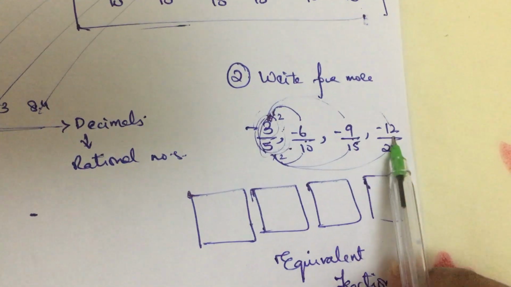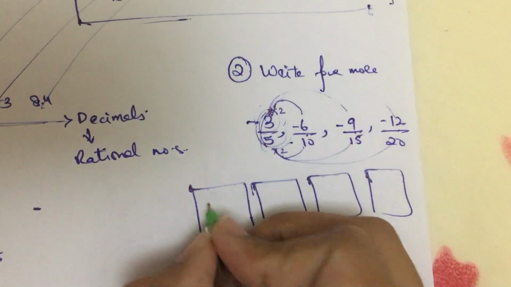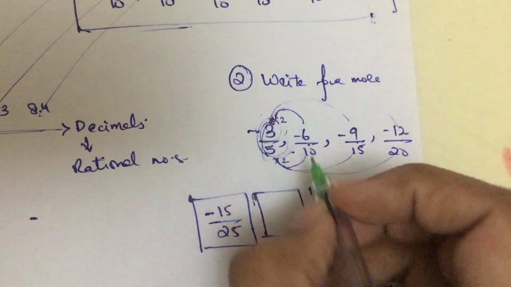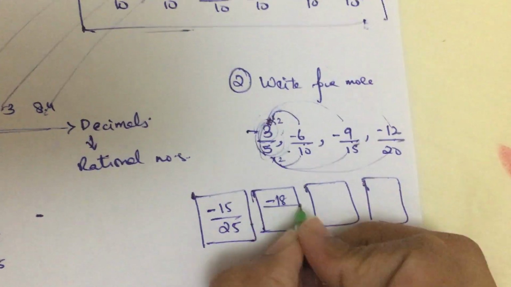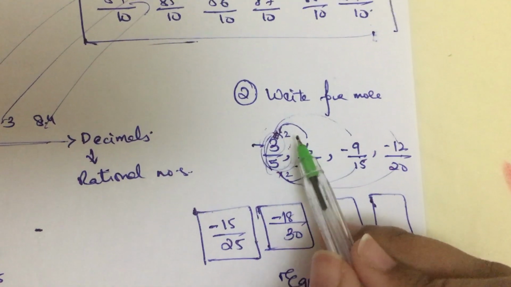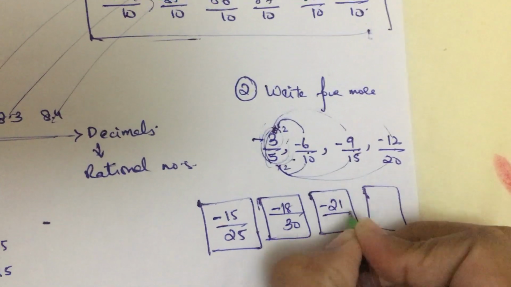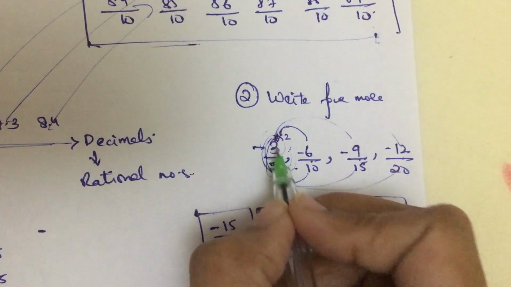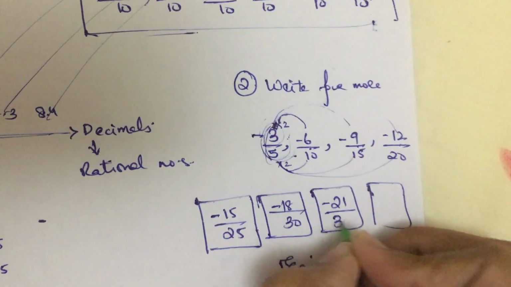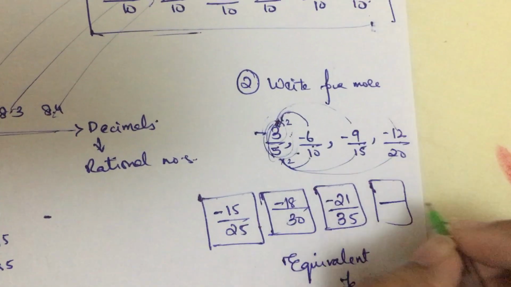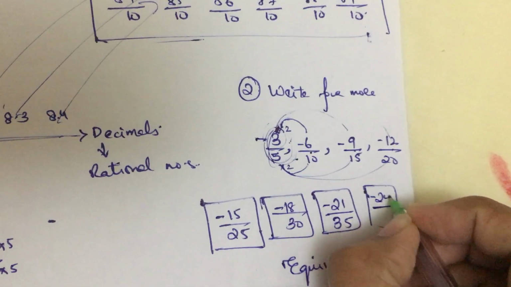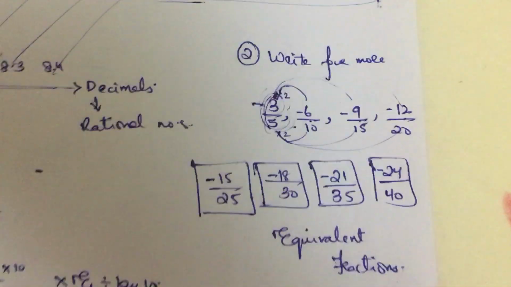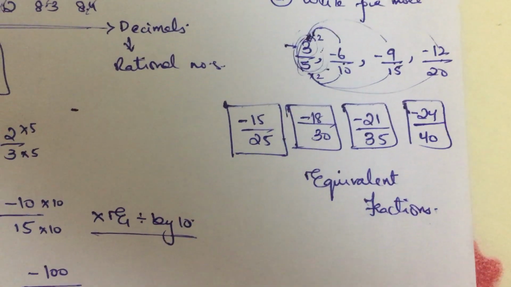The next one will be 5: 5 threes are minus 15, 5 fives are 25. Next fraction, 6: 6 threes are minus 18, 6 fives are 30. Then 7: 7 threes are minus 21, 7 fives are 35. Whatever I am multiplying in the numerator should be multiplied here too. 7 I multiplied in the numerator, 7 should be multiplied here. That is going to be 35. Okay. Then 8 times minus 3 is minus 24, 8 times 5 is 40. So this is how you write down the equivalent fractions. He is asking nothing but the equivalent fractions over here.